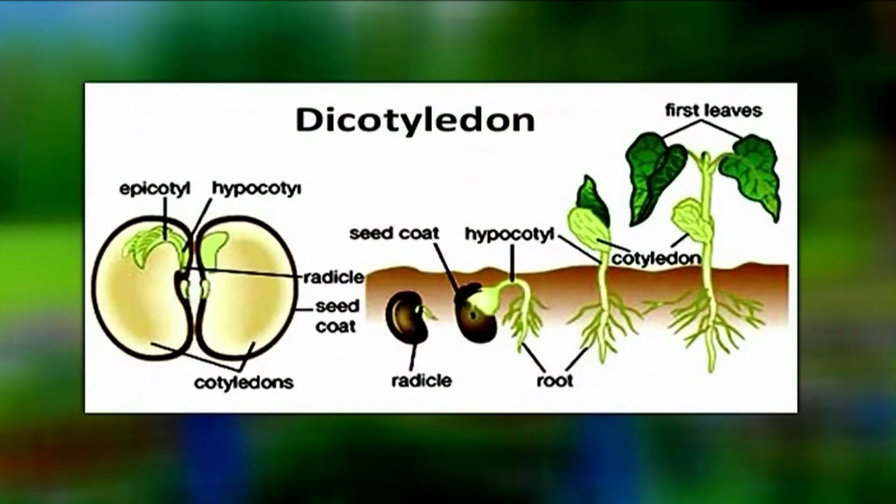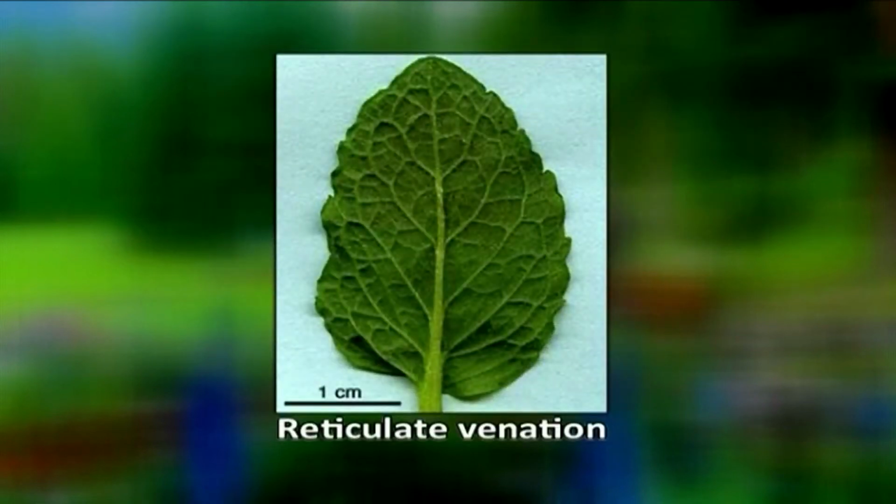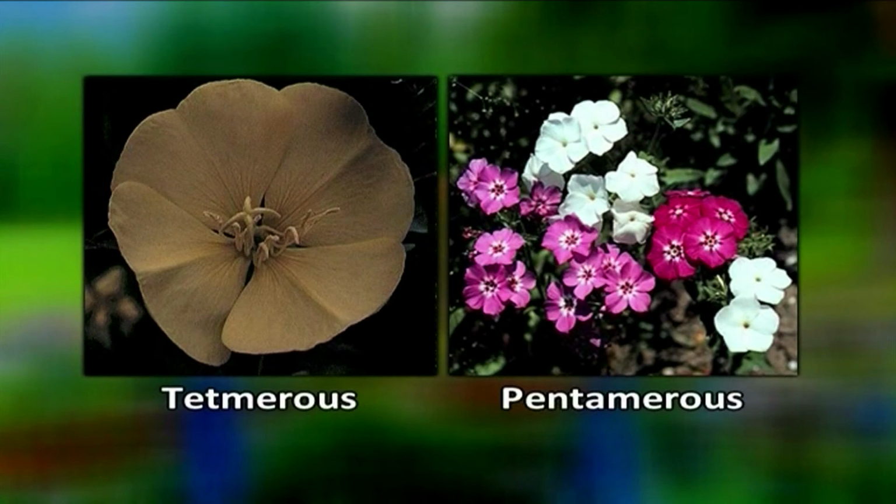Now the outline of the classification system by Bentham and Hooker. Bentham and Hooker divided seed plants into 3 classes: Dicotyledones, Gymnospermae and Monocotyledones. Class first, Dicotyledones or dicotyledonous. Seeds of dicotyledonous plants contain 2 cotyledons, with stem having open bundles. Leaves show reticulate venation. Flowers are tetramerous or pentamerous.